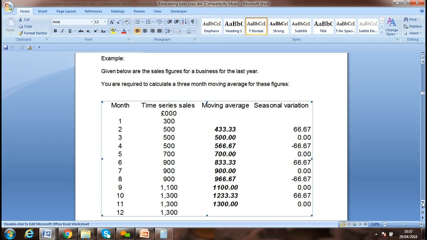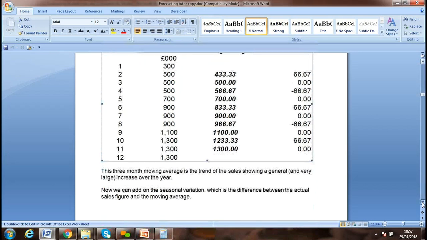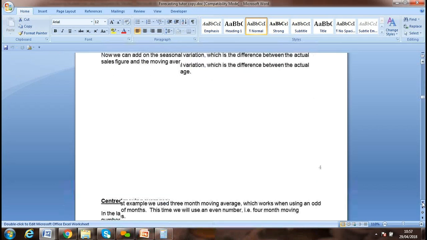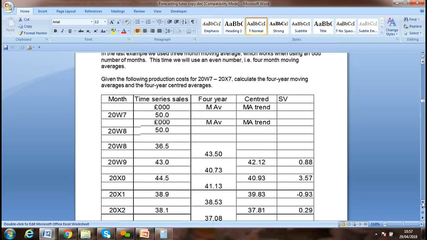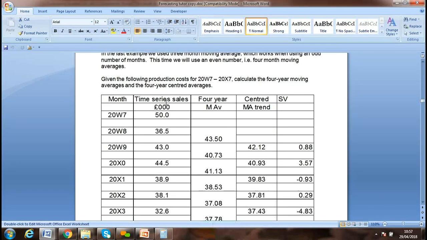Any question here? I'll send you all the answers and the questions as well. So we'll go through this. Now we're looking at the seasonal trend. So we have a time series here. Now we are looking at 4-year moving averages. 4-year means you're adding 4 and dividing by 4.